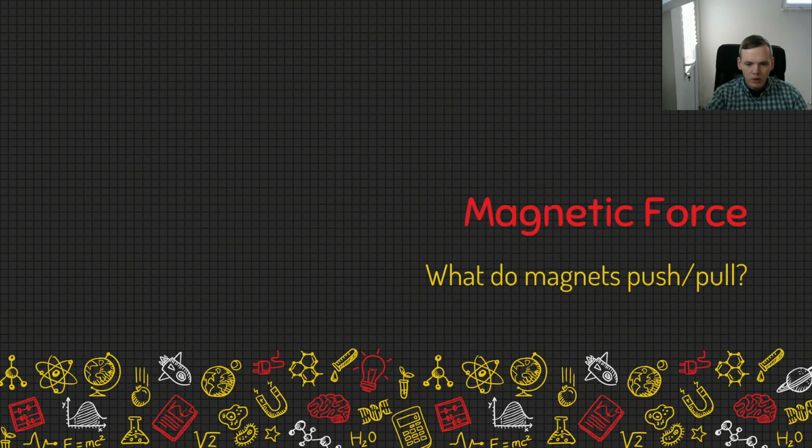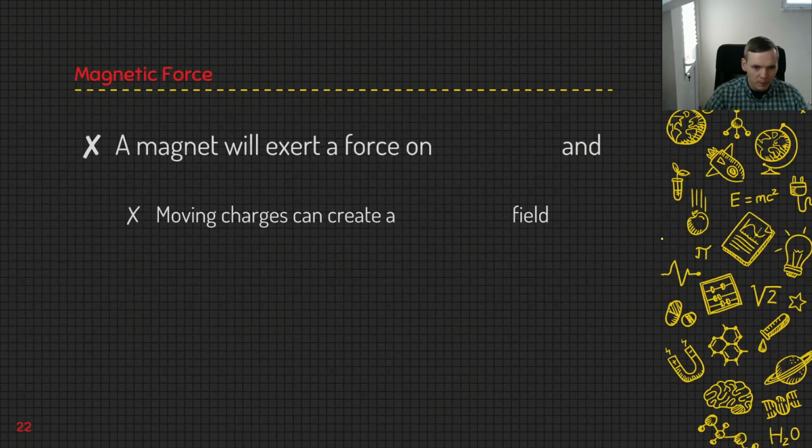In this video, we're going to explore the magnetic force, or in other words, look at what magnets will push and pull. So, as we talked about before, a magnet will exert a force on another magnet, right? You're used to that. North pushes on north, south pulls on north, etc. But interestingly, it will also produce a force on a moving charged particle.